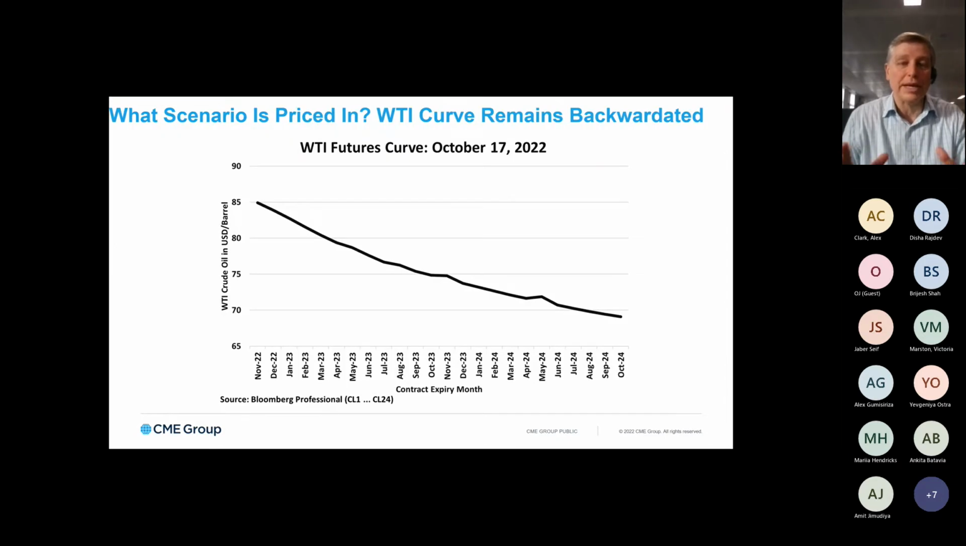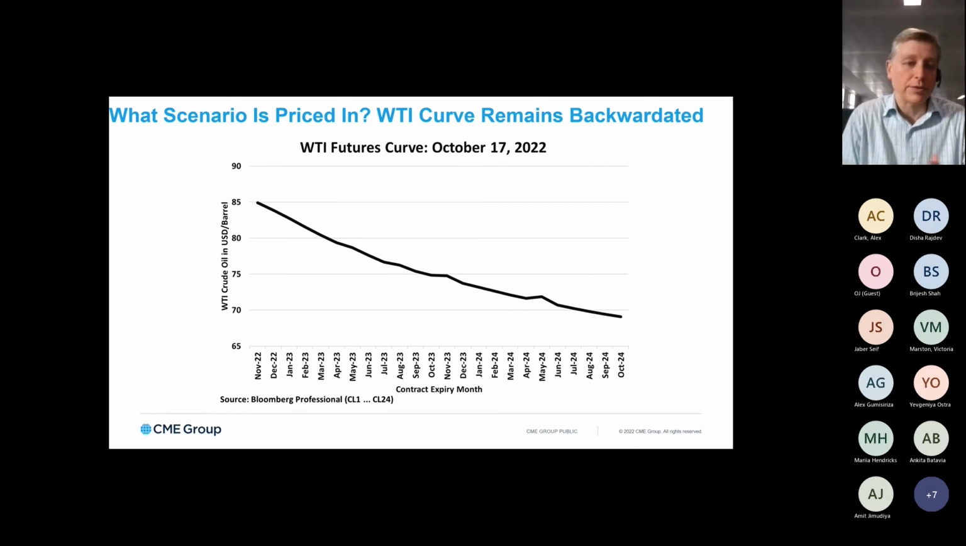I think that the most basic place to begin any discussion of markets is to ask the following question, which is what scenario is already priced into the market? And in some ways, I think this is actually a really surprising scenario. When you look at West Texas Intermediate crude oil futures, they have a scenario that's actually fairly bearish priced into the market.